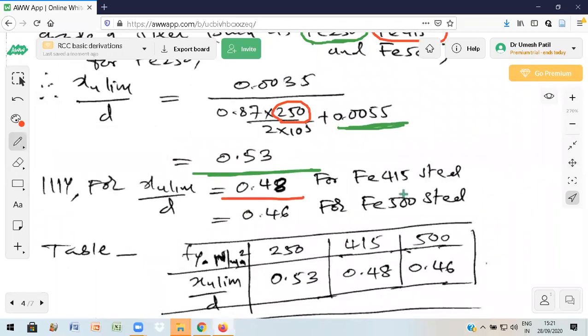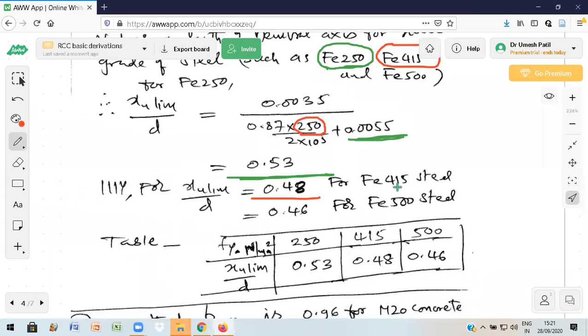The ratio is 0.48 if Fe415 steel is used. It means the same formula; in place of 250, I am using 415 here. If you put 415 here, the ratio of Xu limit by d will be 0.48. If you use Fe500 steel, again in place of 250 it will be 500. Substitute 500 and you end up with this number, 0.46.